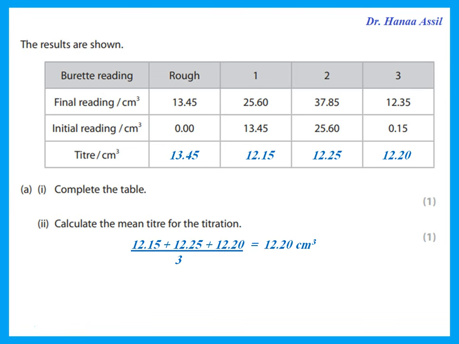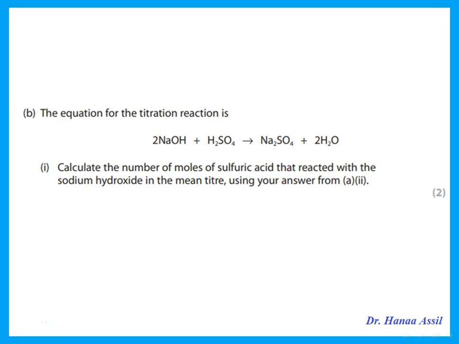So this is the volume of the sodium hydroxide that reacted with the acid left after the reaction. The next question, part of the question says the equation for the titration is this. Calculate the number of moles of sulfuric acid that reacted with the sodium hydroxide in the mean titer.